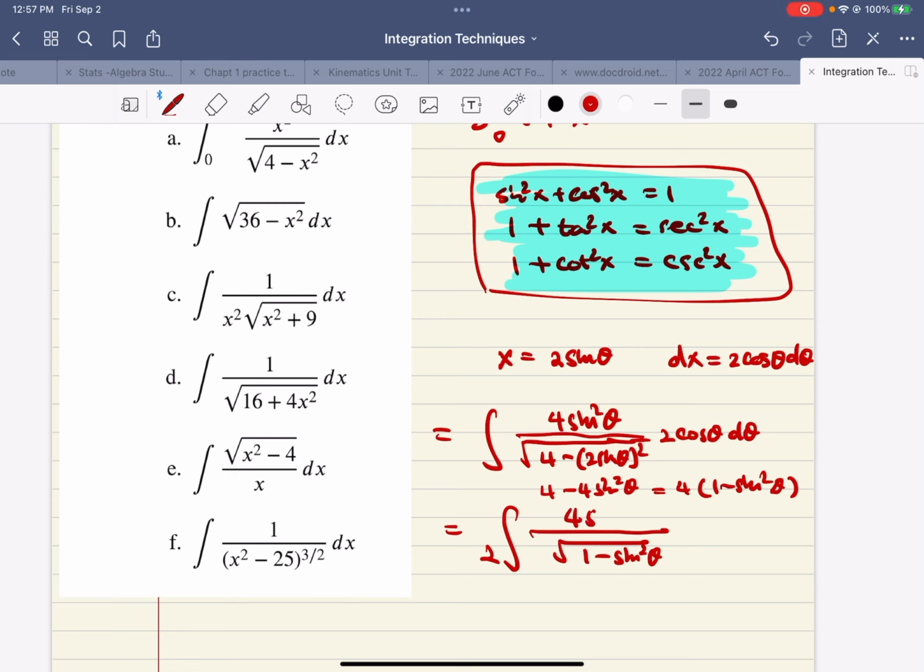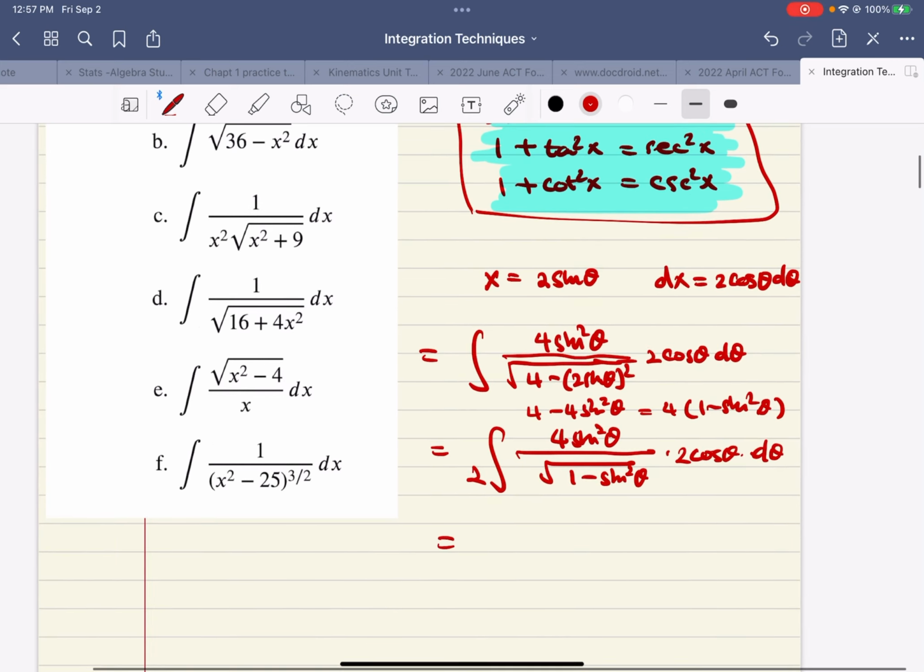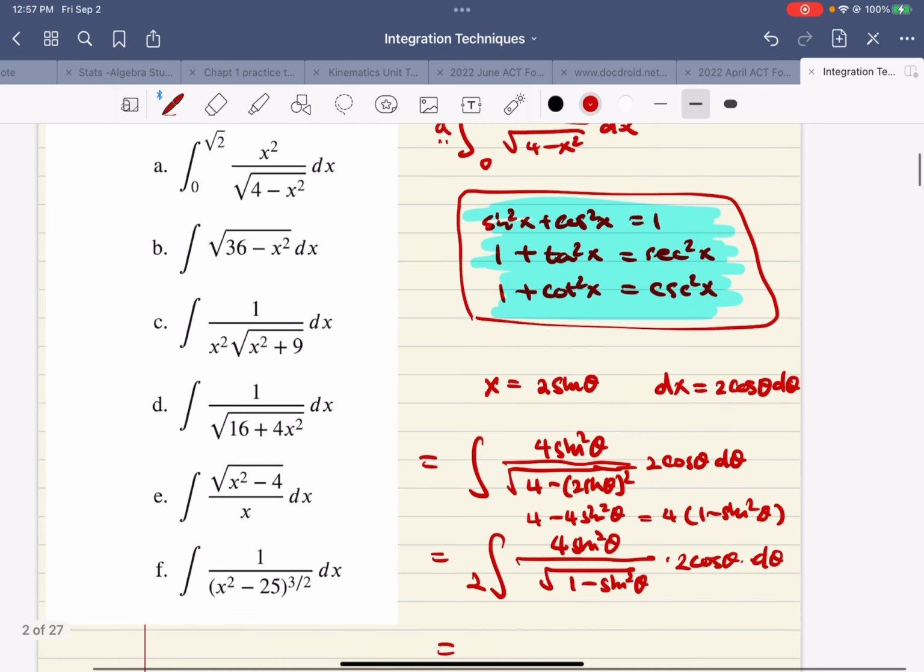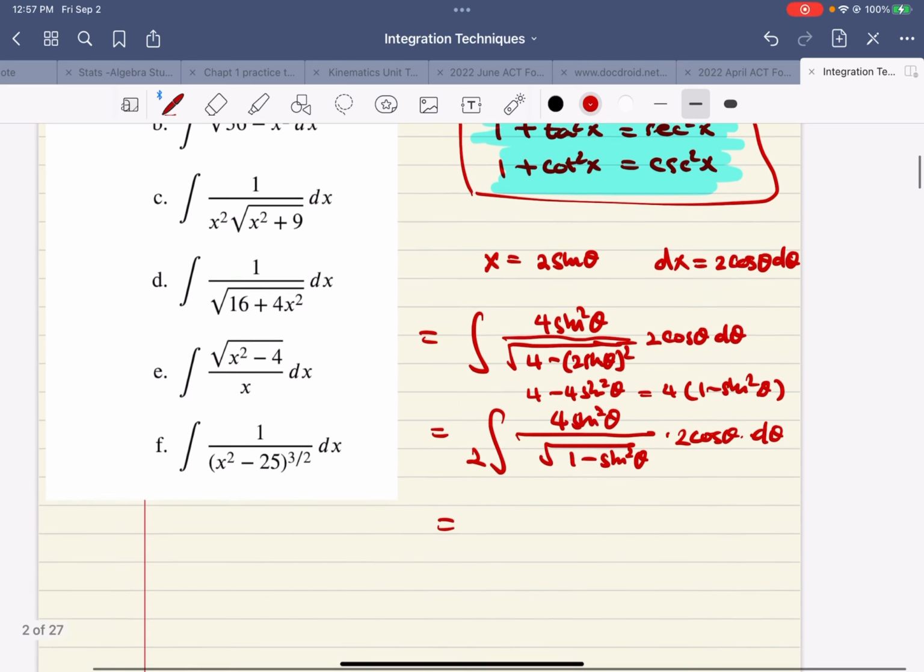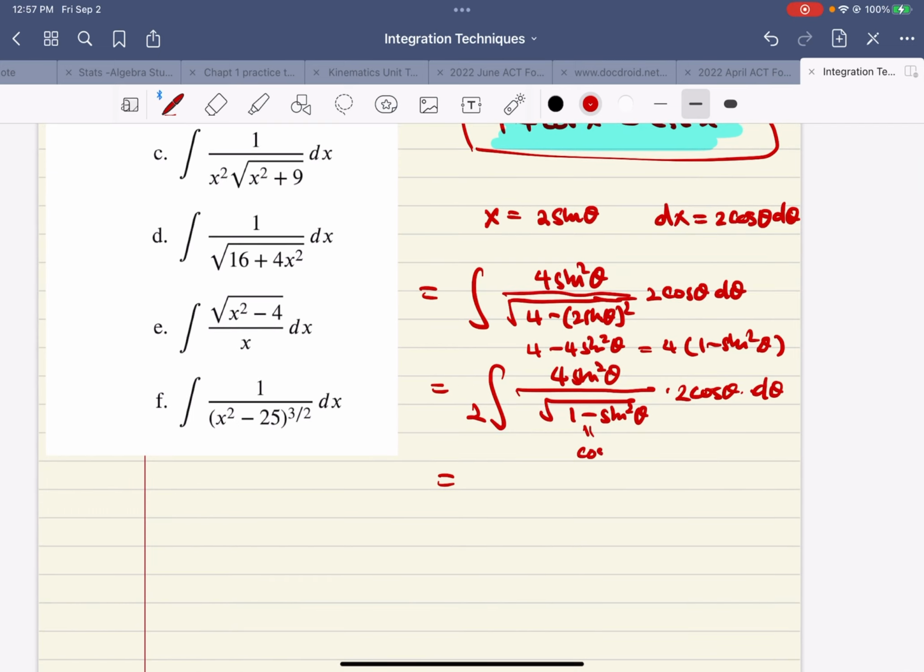Over that, 4 sine square theta times 2 cosine theta d theta. Okay. Now, what is 1 minus sine square theta? We know from here that 1 minus sine square theta is cosine square theta. So here we have cosine square theta. The square root of cosine square theta is cosine theta. So the 2 cancels out. So cosine theta, 4 sine square theta, and cosine theta d theta. And cosine theta also cancels out.